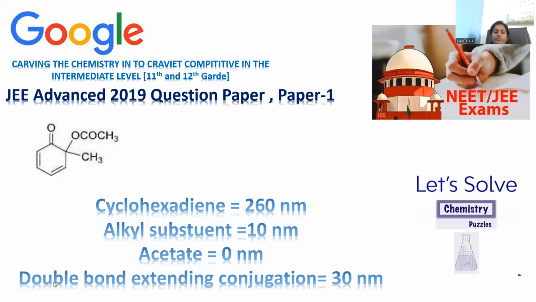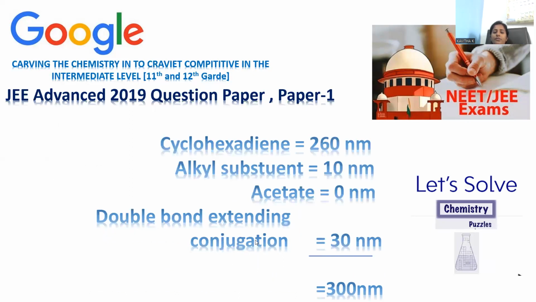And if there is a double bond extending conjugation, this double bond is extended with another conjugation, no? So let me add one more 30. So this 30 is also added. So let me add all the values.